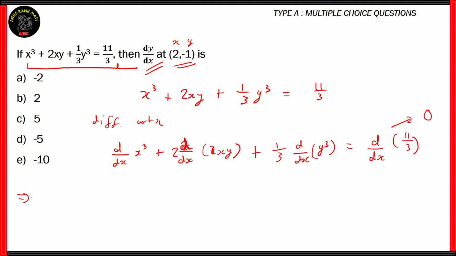So when we start solving this equation, d by dx of x cubed. Here we're going to use the standard differentiation formula, d by dx of x raised to n, which is equal to n times x raised to n minus 1.